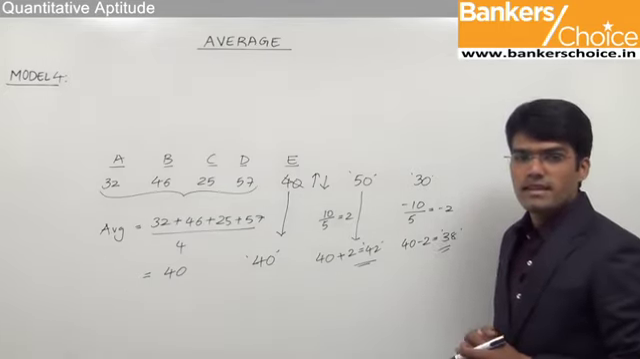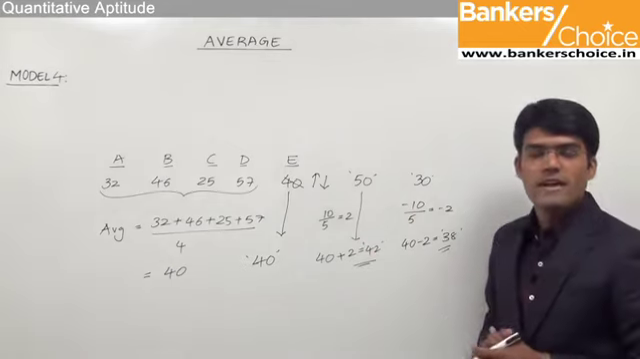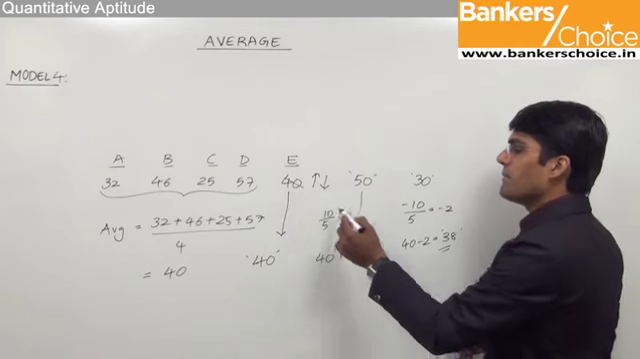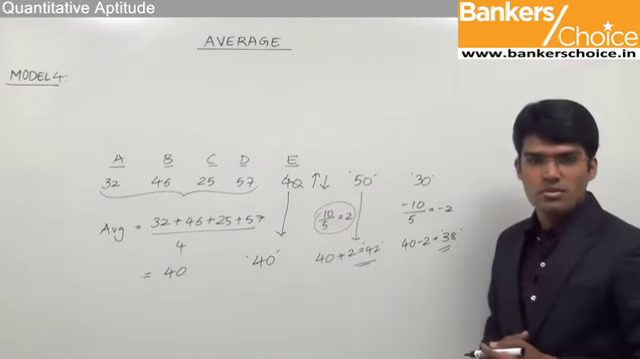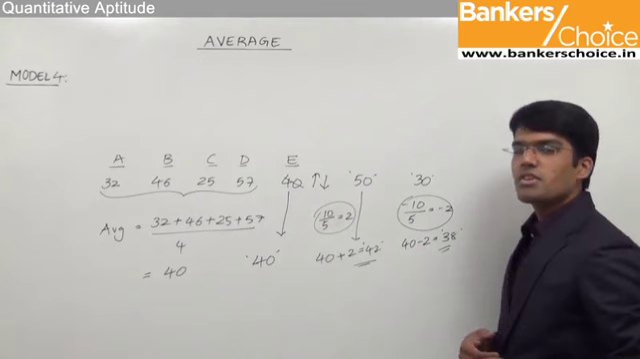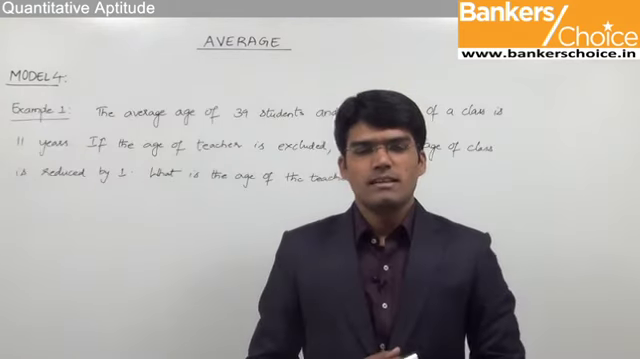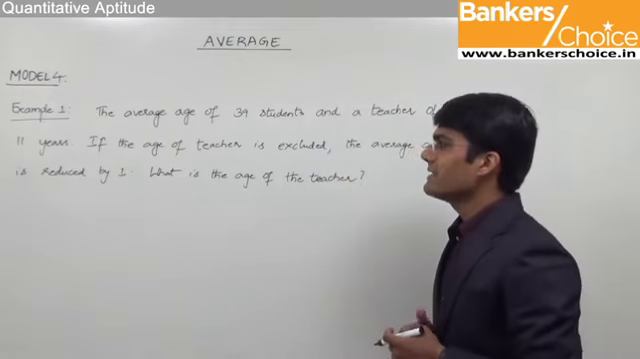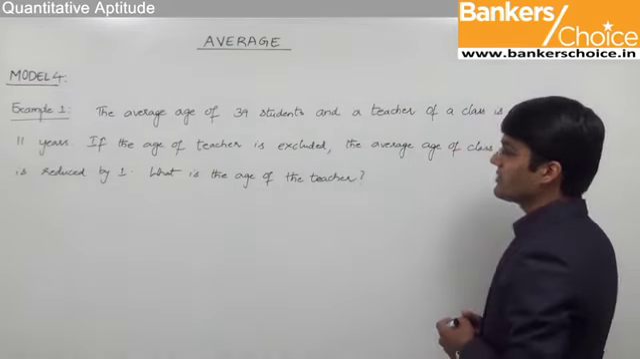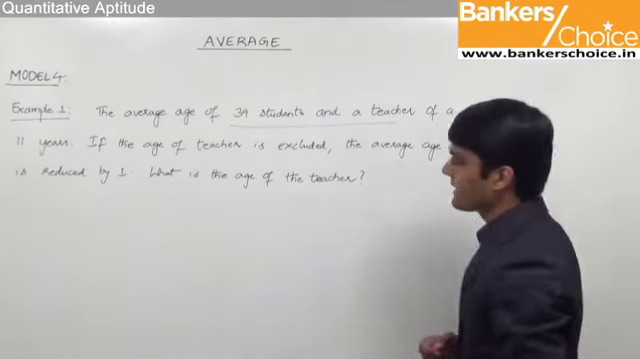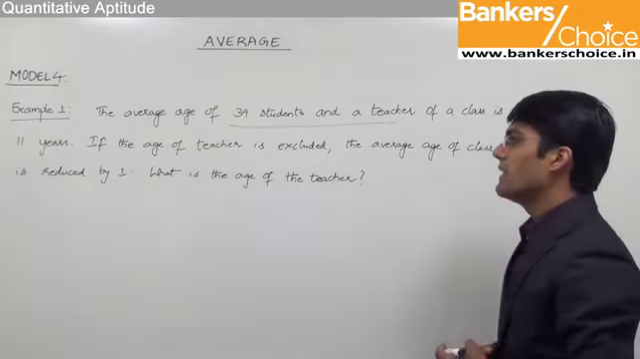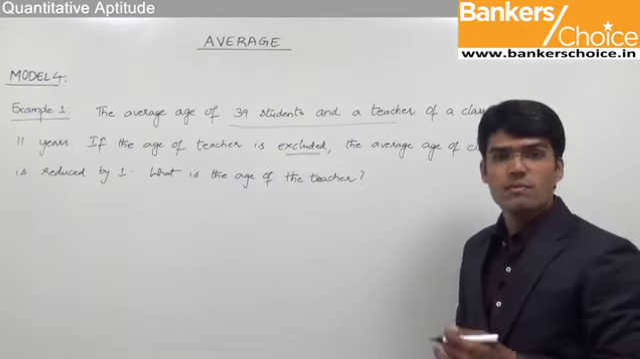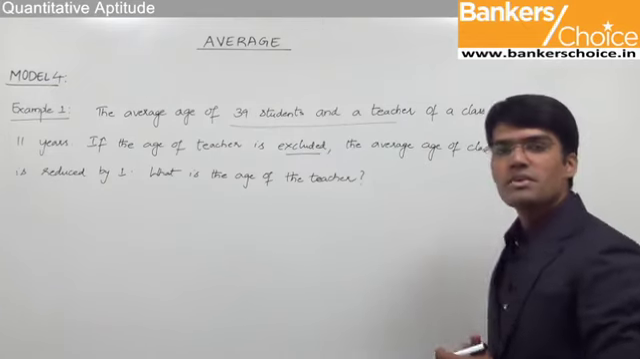So friends, as you can see here, the overall average of 5 persons when a new person joins the group can be calculated simply by finding out the equal distribution of the extra weight or the deficient weight of the person. Let us now take an example based on the model that we have just discussed. The question here is: the average age of 39 students and a teacher of a class is 11 years. If the age of the teacher is excluded, the average age of the class is reduced by 1. So what is the age of the teacher?